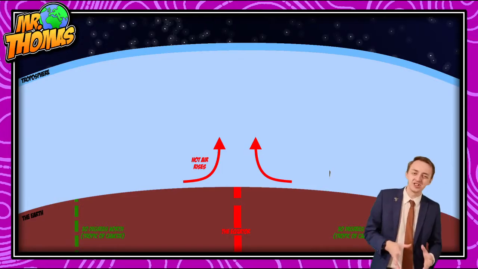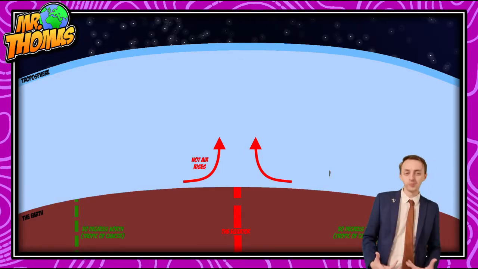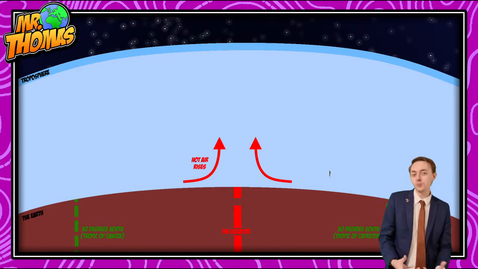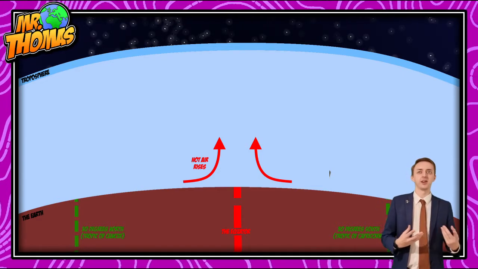Firstly, solar energy at the equator creates very warm conditions, which in turn warms the air and causes it to rise.